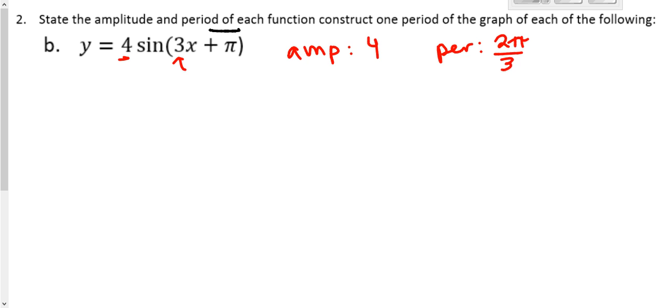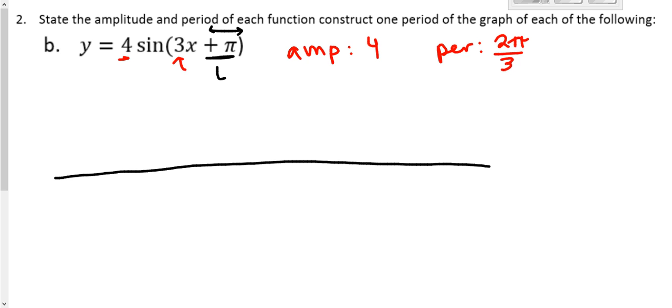Now we will have a phase shift. Since this is inside of the parentheses, this plus pi means we will move to the side pi. A positive means left. A negative means right. So when we're drawing our graph, drawing the first period of the graph is not going to be where it normally is. It's going to be to the left pi. So when I draw my graph like this, I'm going to leave some room to go to the left by pi.